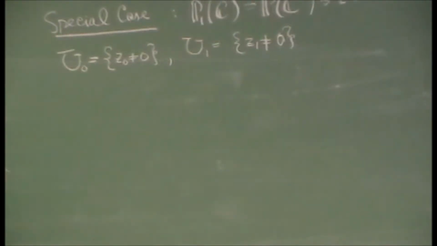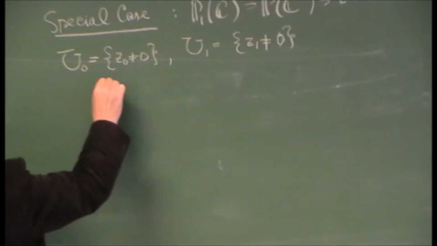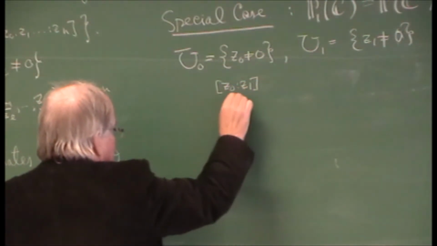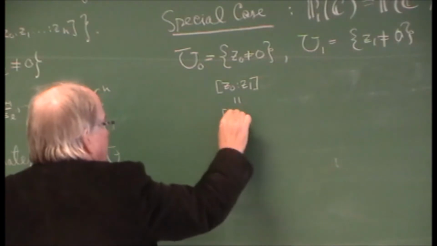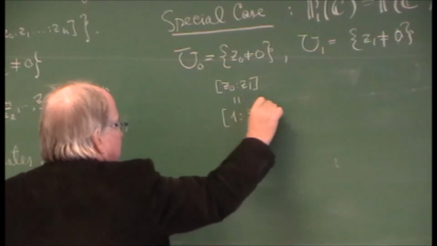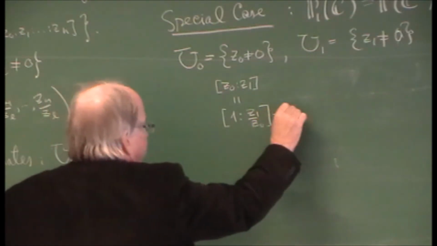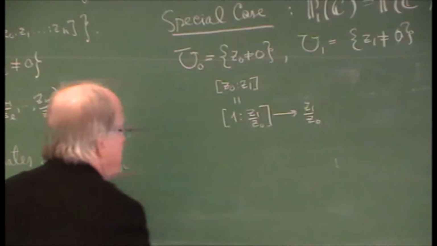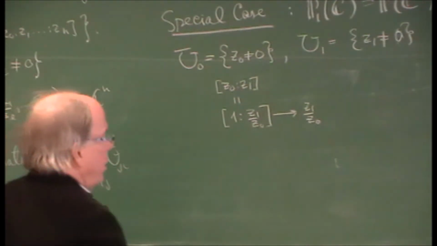If we take a homogeneous coordinate here, where Z0 is not equal to 0, we can normalize this coordinate Z0 and call it 1. I'll write Z0 over Z1, and the coordinate map takes that to Z1 over Z0. So that's the coordinate there, and maybe we call this Z.